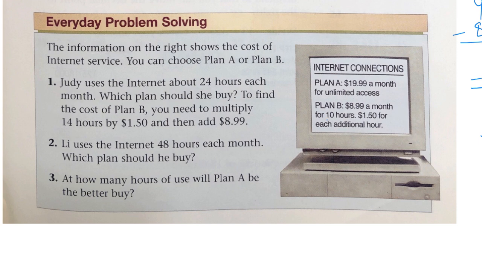So for Plan B, she's already using 10 hours and then $1.50 for each additional hour. So that is from the 24 minus the 10, giving us the 14 hours. And so those 14 hours are the additional hours. So we've got $1.50 times 14.